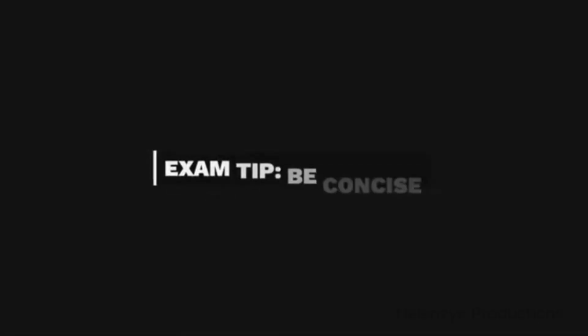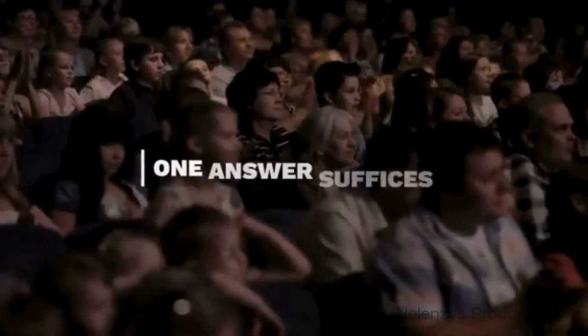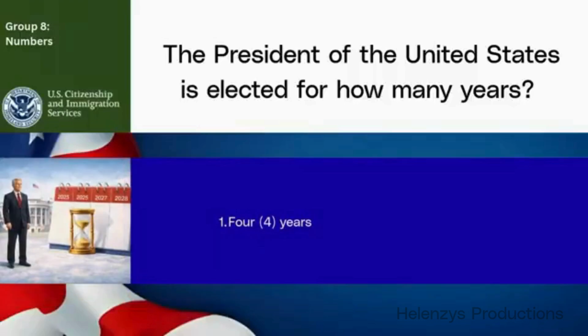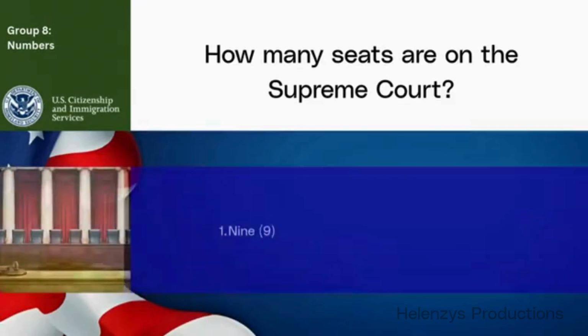So if you hear this in the exam, keep it short and confident. Any one is enough. Quick recall. The President of the United States is elected for how many years? 4 years. How many seats are on the Supreme Court? 9.